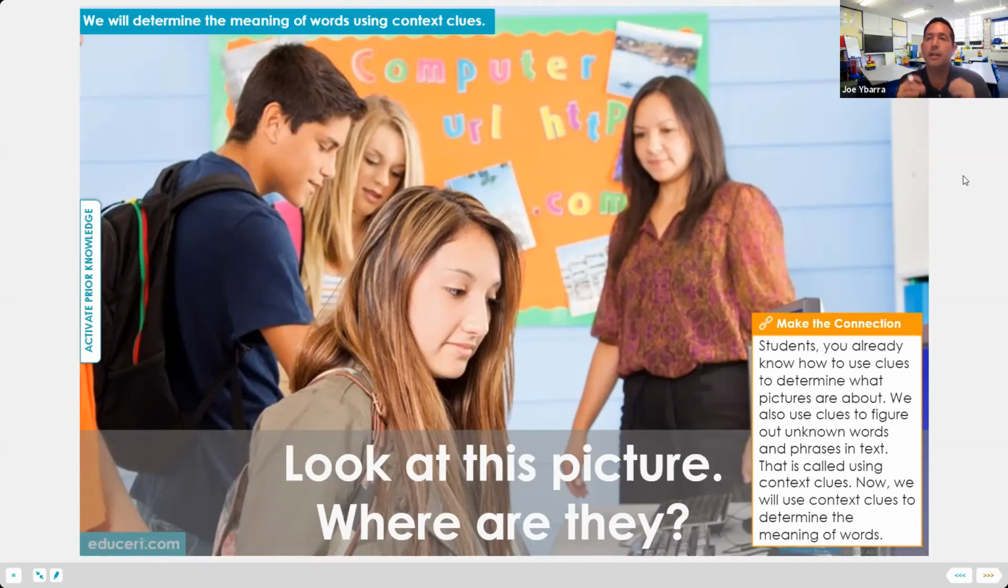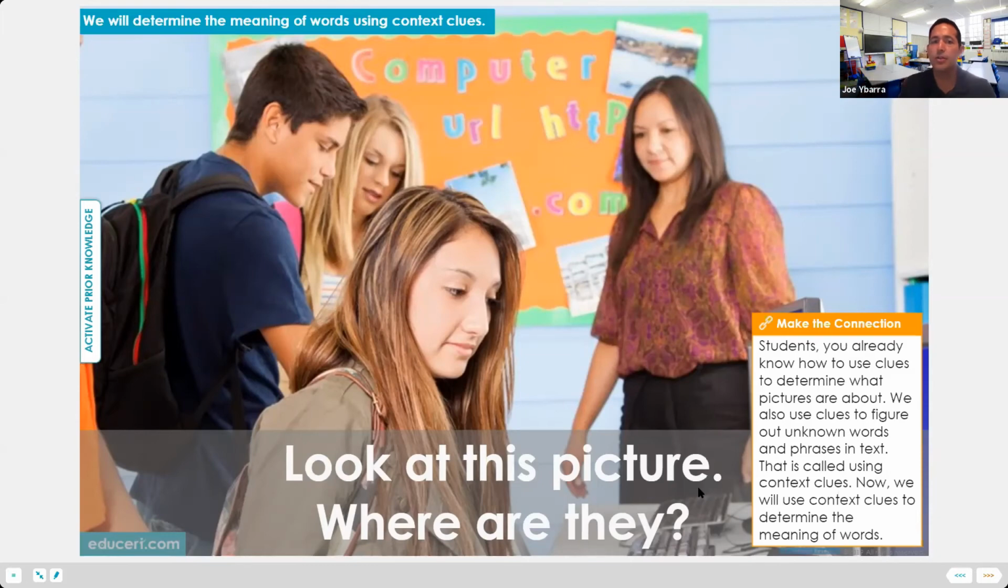What type of classroom do you think they are? Does anyone have any ideas? And more importantly, how would you know what type of classroom they are? Jennifer, can you tell me what type of classroom you think they're in and why? I think they are possibly in a computer lab. Mm-hmm. And why would you think that? Because I see the word computer and URL, and I actually see the keyboard. Right, and if you see here, computer, keyboard.